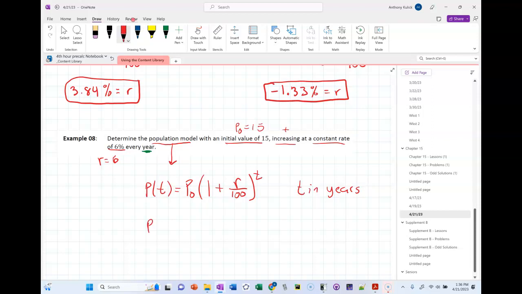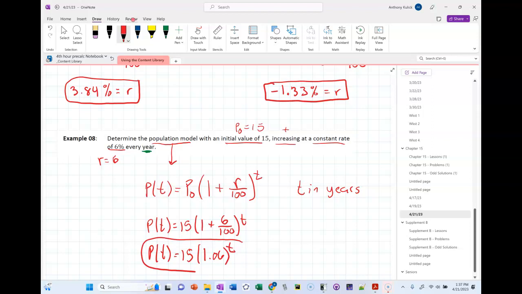So let's plug the stuff in. P naught was 15. R is 6. If I do 1 plus 6 over 100, that's 1.06. There's my population model, and I should probably say t is in years, since we're given the choice of what unit of time we want to make t in.